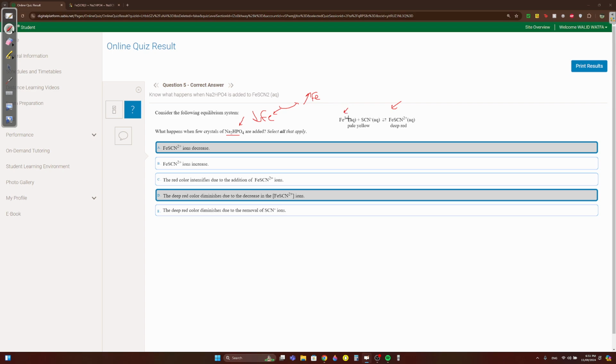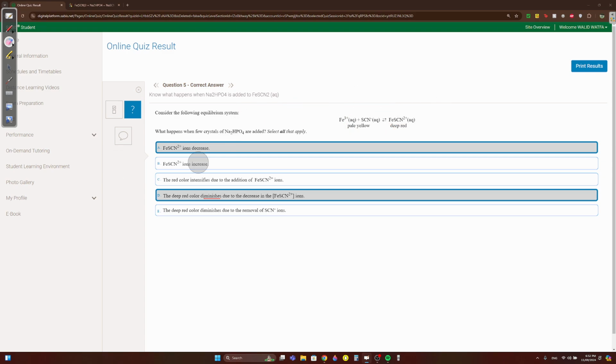How would it increase Fe? By allowing more product to be used up back into reactants, right? That way, more Fe will be produced. But if more product is used up, that means FeSCN2+ will decrease, right? And what will happen to the color? Exactly, the deep red color will begin to fade away or diminish. People say diminish because we're decreasing FeSCN2+.